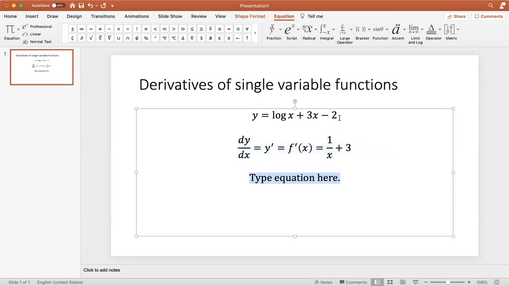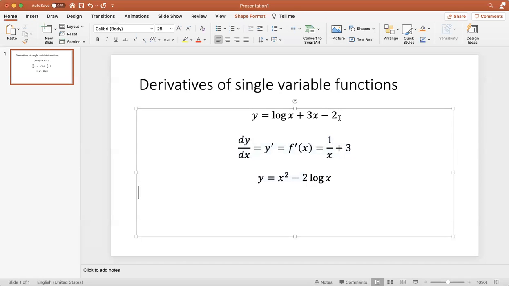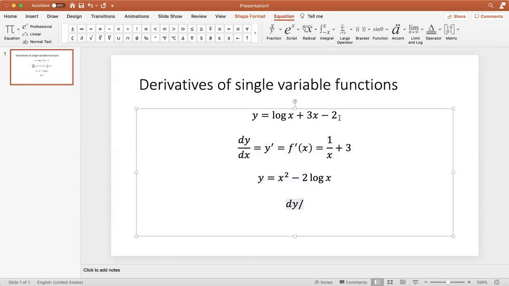Right? Now, what if we have, say, y is equal to x squared minus 2 ln x, or 2 log of x, right? So again, that's also straightforward. So dy over dx, meaning the slope of this function, would be 2x minus 2 over x. Okay, now that's pretty simple, right?